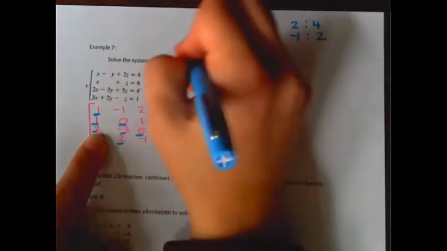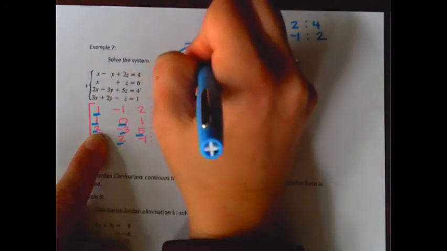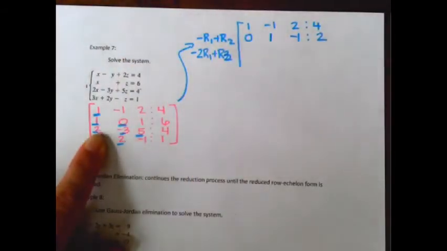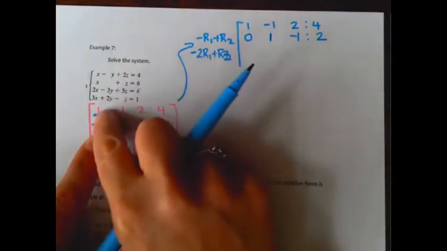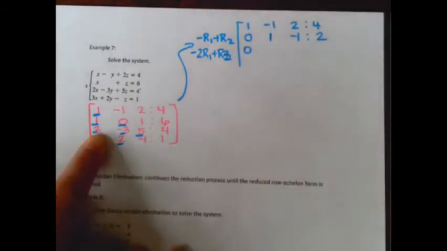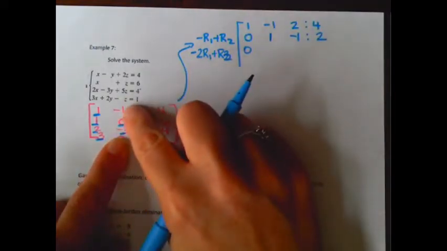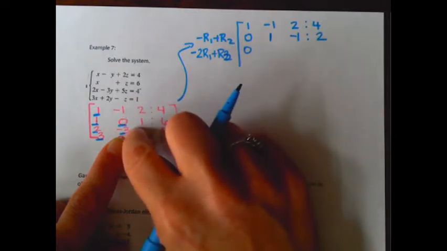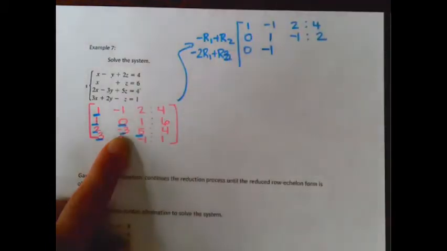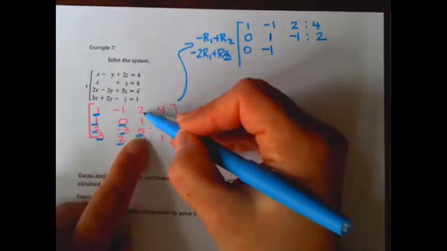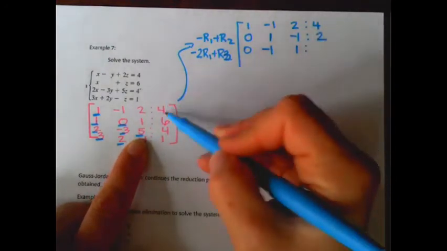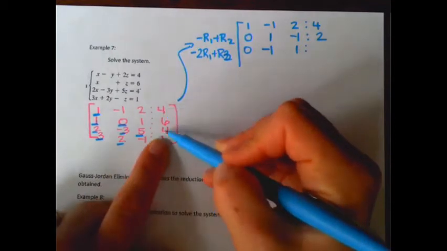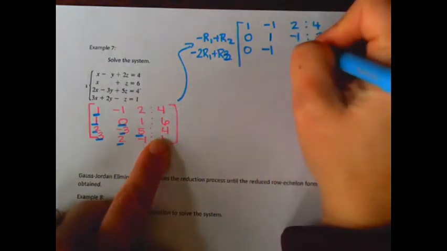Could I multiply row 1 by -2 this time and then add it with row 3? Yeah, so that we don't have as many steps here. So -2 times 1 is -2, plus 2 is 0. -2 times -1 is 2, plus -3 is -1. -2 times 2 is -4, plus 5 is 1. -2 times 4 is -8, plus 4 is -4.